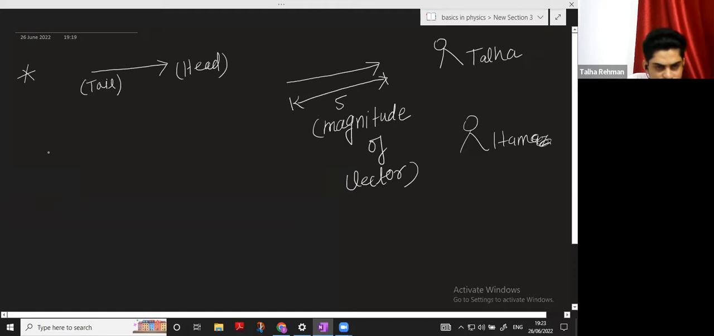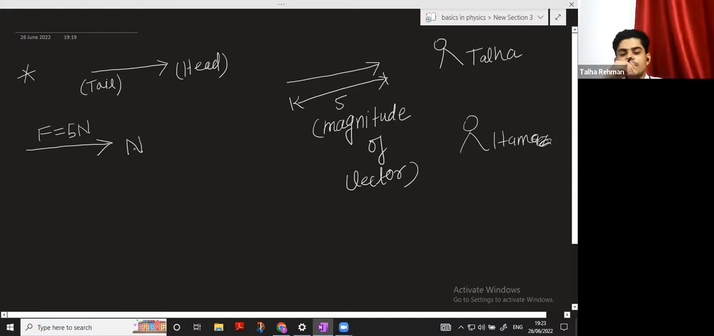Suppose I am writing like this, a force of 5 Newton, and this side is north. So what can you say about this? Fatima, please tell me what this indicates. This is F for force. This is equal to 5 Newton, and this arrow points north.